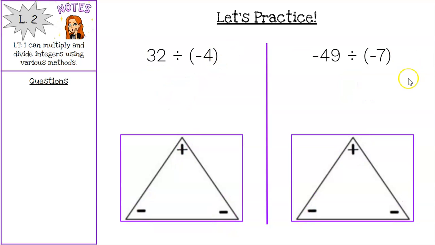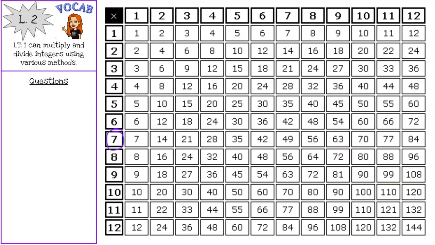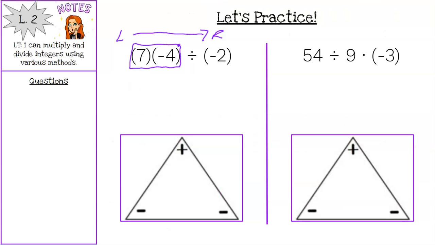And then our last piece here is we're going to do some with both multiplication and division in the problem. Since those are on the same level for order of operations, we can just do it from left to right. So we're going to start with 7 times -4. We're just going to do that piece first. 7 times -4, well, what's 7 times 4? Use our multiplication table if we need. 7 and 4, where do they meet? They meet at 28.